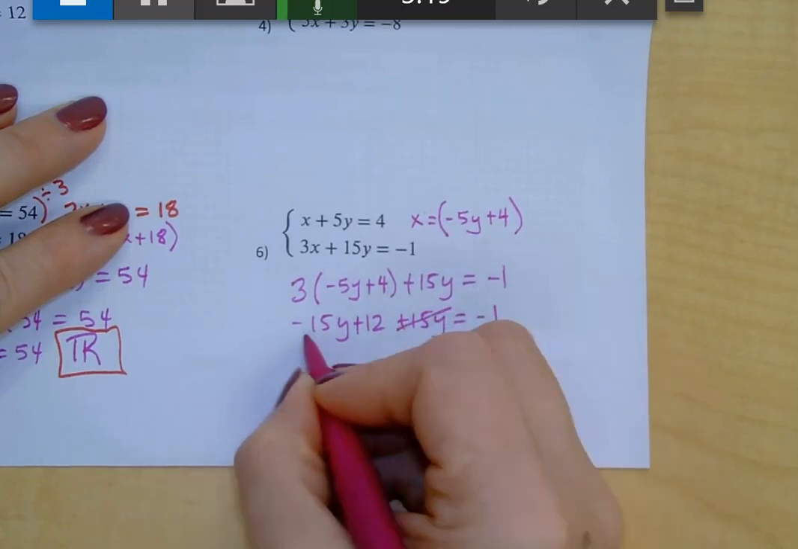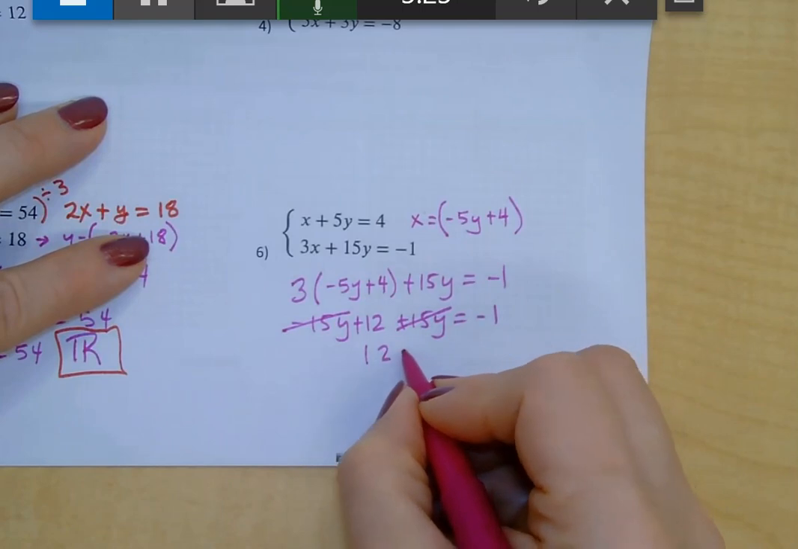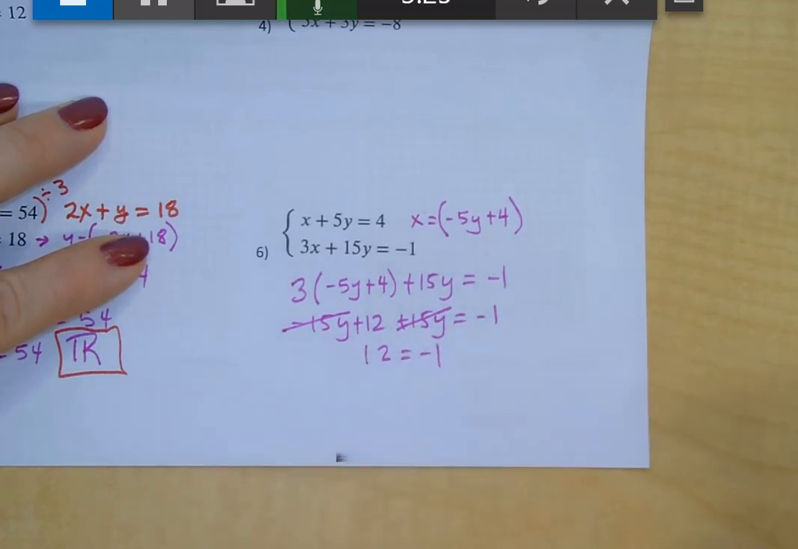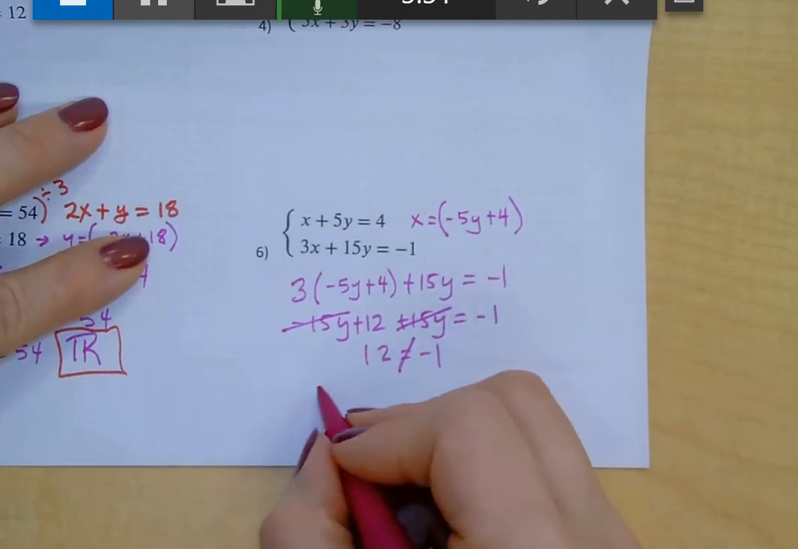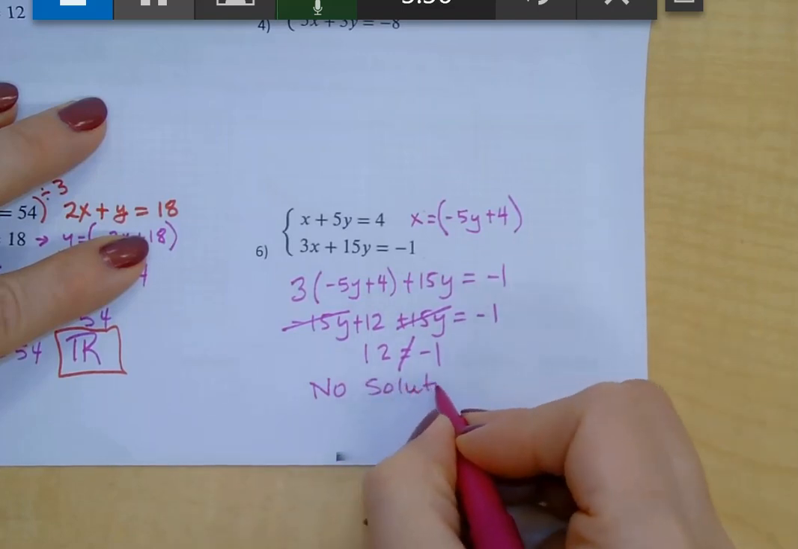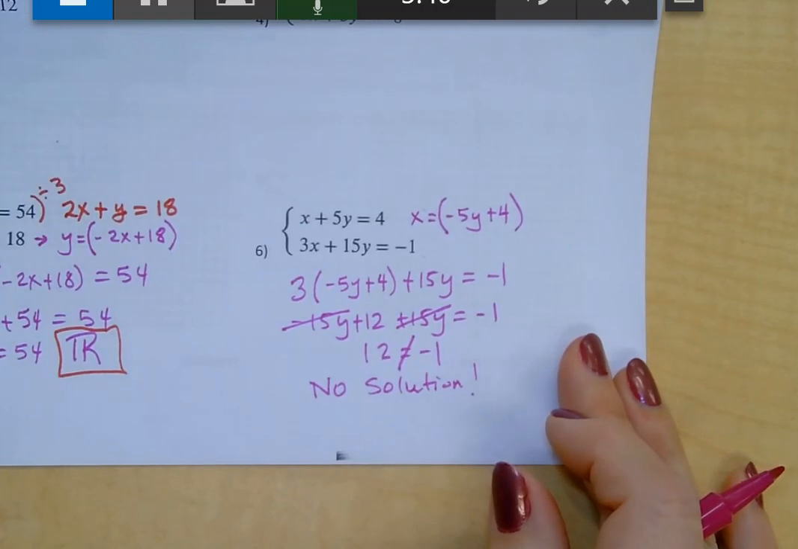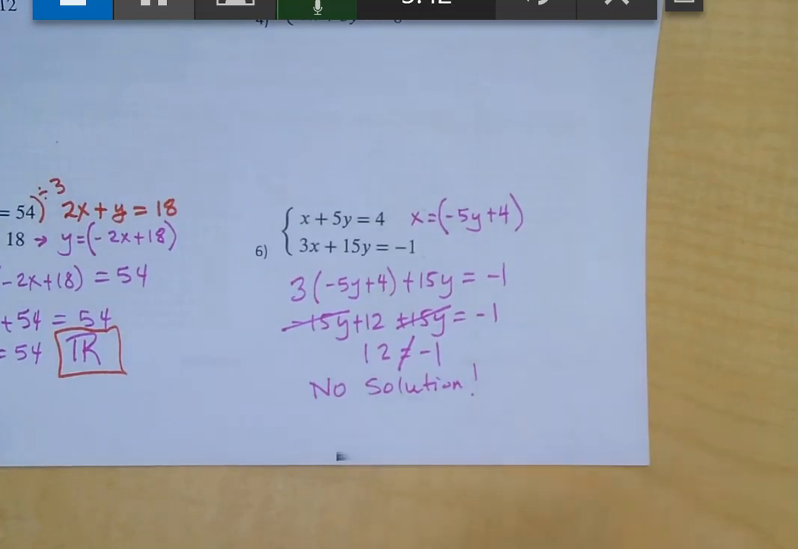Negative 15y and positive 15y cancel each other out, but now I have total nonsense, right? 12 does not equal negative 1, even though that's what my math says. And I know it's not true. 12 does not equal negative 1, so I know these must be parallel lines. No solution. So they have the same slope. If I were to graph them, they don't have the same y-intercept, and so there is no place where I have an x and y combination that works for both.